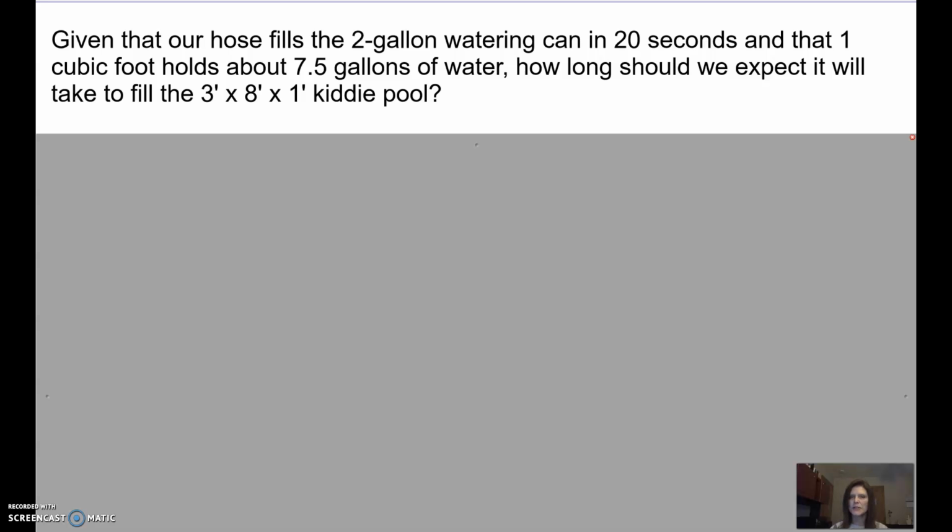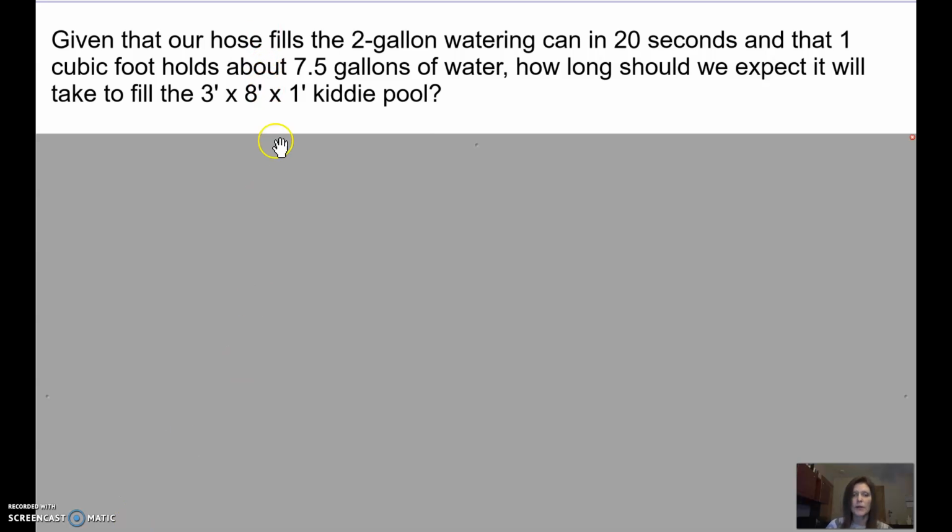Let's take a look at just a few more problems where we are going to use dimensional analysis, or the factor label method, to help us solve. The first one says that our hose fills a 2-gallon watering can in 20 seconds, and that 1 cubic foot holds about 7 gallons of water. Our job is to figure out how long it will take to fill a 3 by 8 by 1 foot kiddie pool.